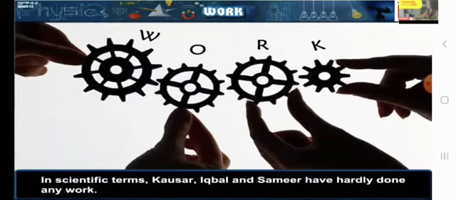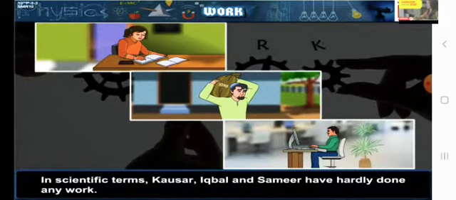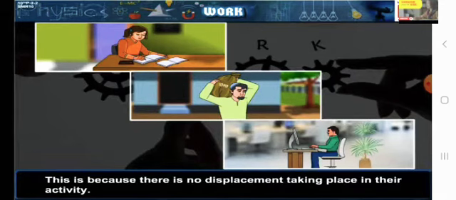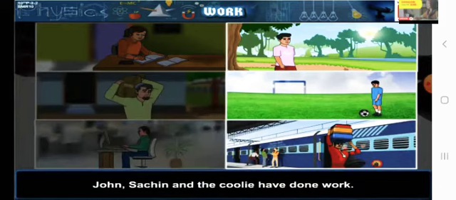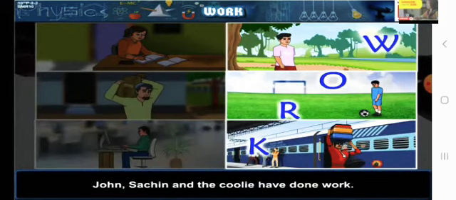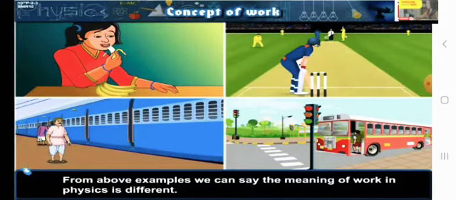In scientific terms, Kausar, Iqbal, and Samir have hardly done any work. This is because there is no displacement taking place in their activity. John, Sachin, and the coolie have done work. Understanding concept of work. From above examples, we can say the meaning of work in physics is different.